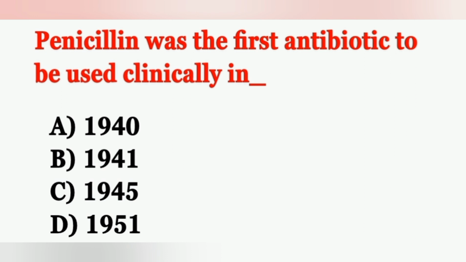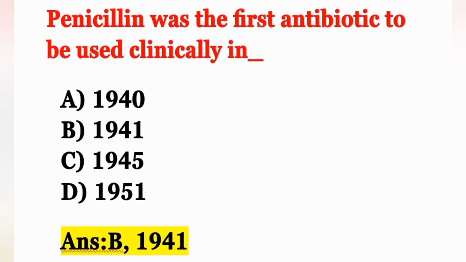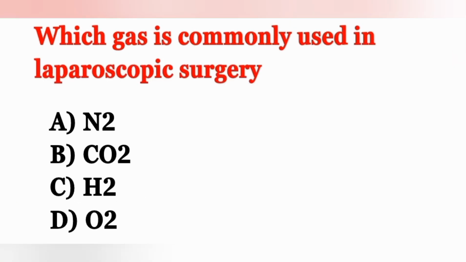Penicillin was the first antibiotic to be used clinically in option A 1940, option B 1941, option C 1945, option D 1951. Penicillin was first used clinically in 1941. Option B is the correct answer. Move on to the next question.